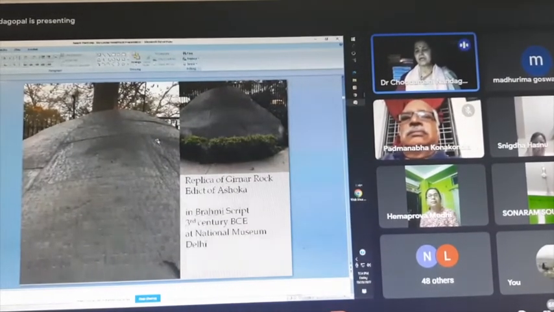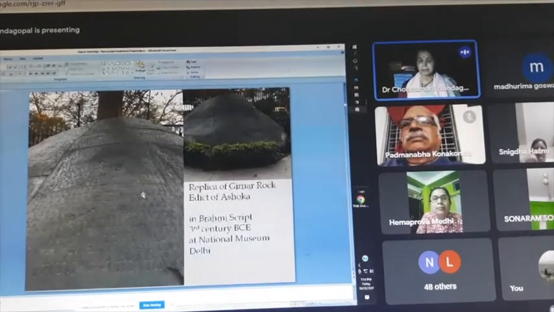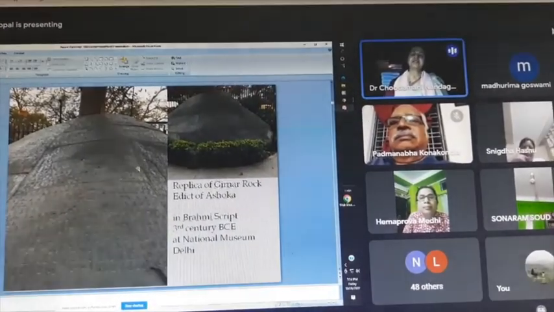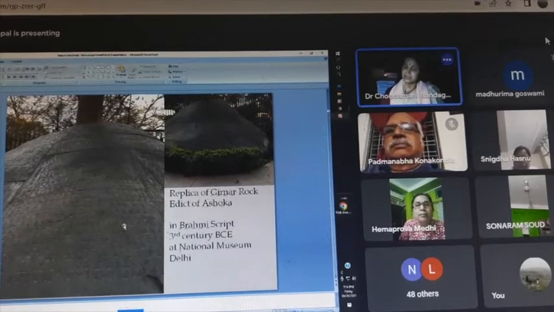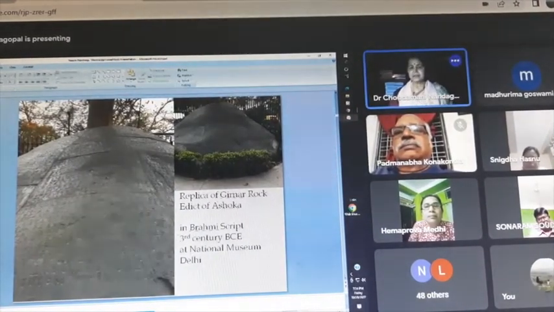This is the replica of the Girnar rock edict of Ashoka, which is in Brahmi script. You find it at the entrance of the National Museum, Delhi. It is not original, it is a replica. So this is an inscription.